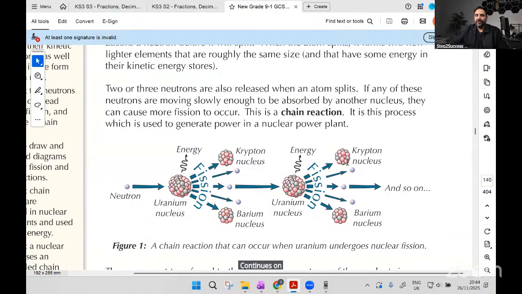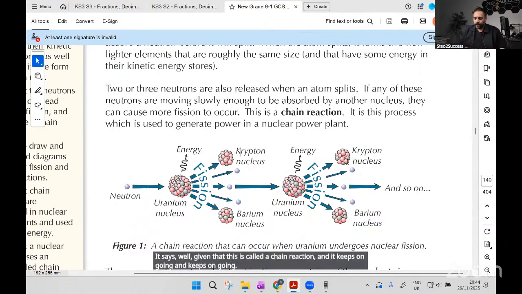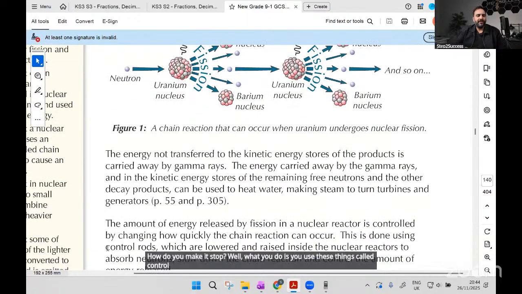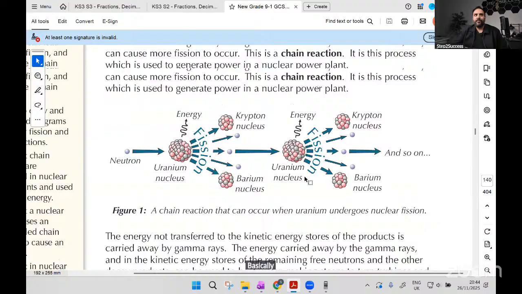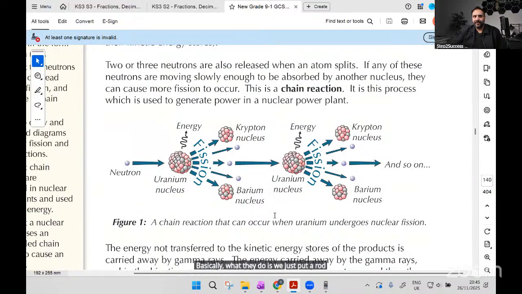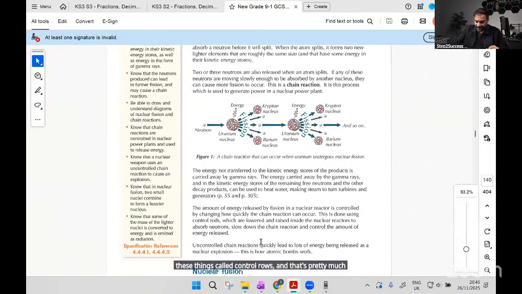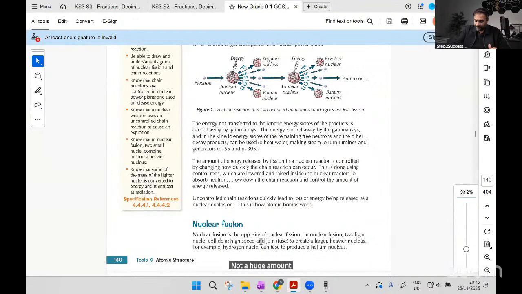Then the only other thing really to say about this is, well, given that this is called a chain reaction and it keeps on going and keeps on going, how do you make it stop? Well, what you do is you use these things called control rods. Basically, we just put a rod straight down the middle here, and that absorbs these neutrons so that they don't hit another nucleus and cause the whole thing to continue. It basically slows the whole thing down and eventually stops it. So it's these things called control rods, and that's pretty much it. Not a huge amount else to say about that.